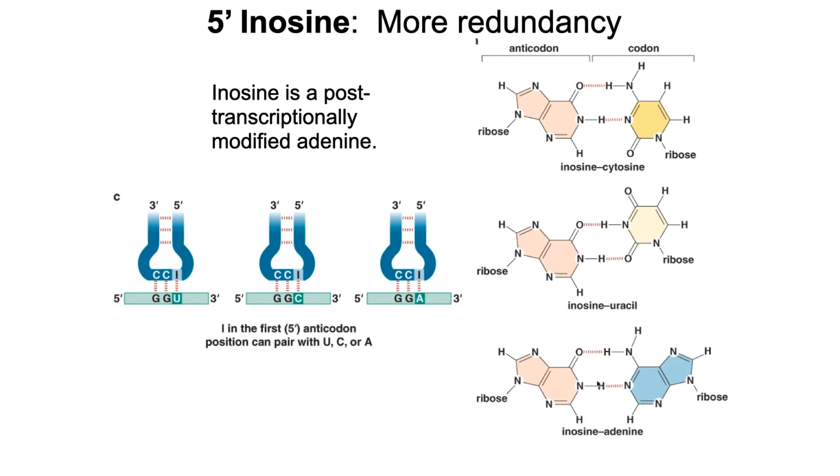So if any of these transfer RNAs contain an inosine in that 5' most position of the anticodon, it can bind to 3 different codons, which means the amino acid carried by this transfer RNA is encoded by 3 different codons. So between the wobble effect and this 5' inosine, those are 2 of the 3 ways in which redundancy is achieved within the genetic code. The third way we're going to look at in another lecture.